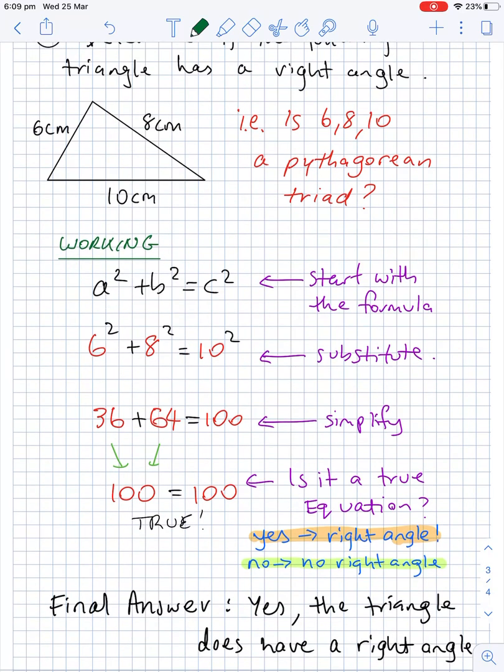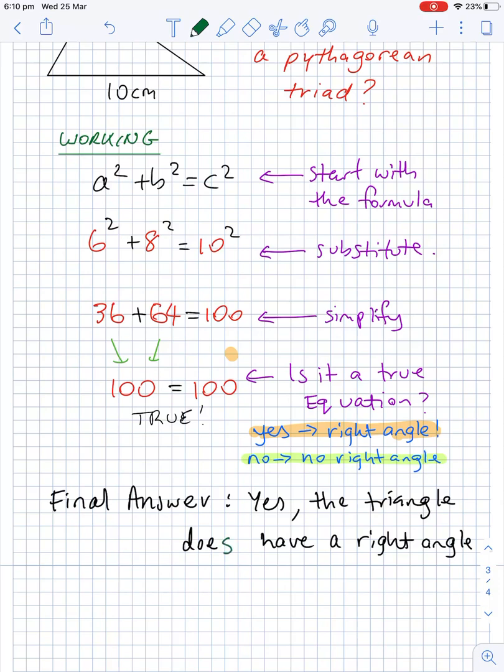So what you do is you start with the formula, a squared plus b squared equals c squared, and now we substitute. So remember, our c is our longest number, our longest side, 10, and the b and the a go to our other shorter sides, our 8 and our 6. So we shove those in, and we have to think to ourselves, is this equation true or false? Is this a true equation or a false equation? So let's find out.